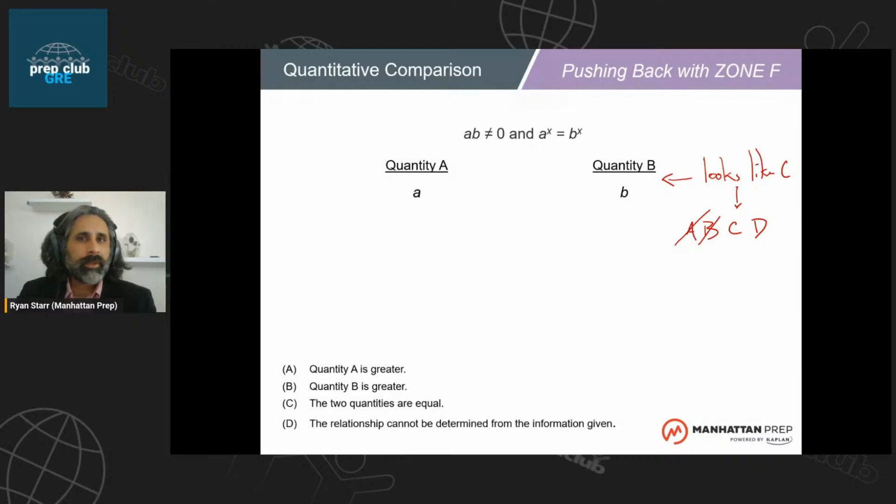I've seen a lot of people do this problem, and even when you suspect that C is a trap answer, it can be hard to actually come up with a case that gives you any other result, right? A case that makes quantity A bigger or quantity B bigger.